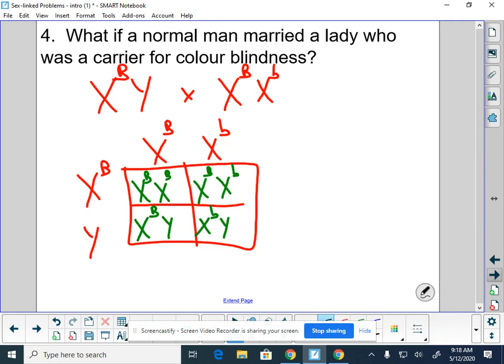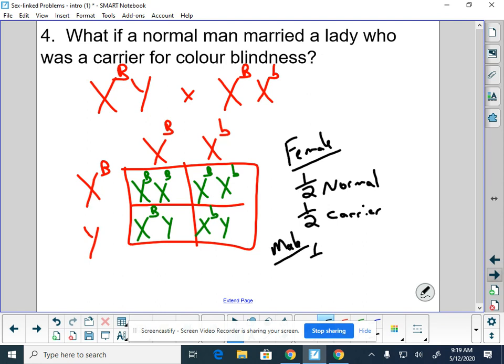So phenotypic ratio for females. We've got 1 out of 2 normal, not colorblind. 1 out of 2 carrier. For male, we've got 1 out of 2 normal, and 1 out of 2 who is colorblind.